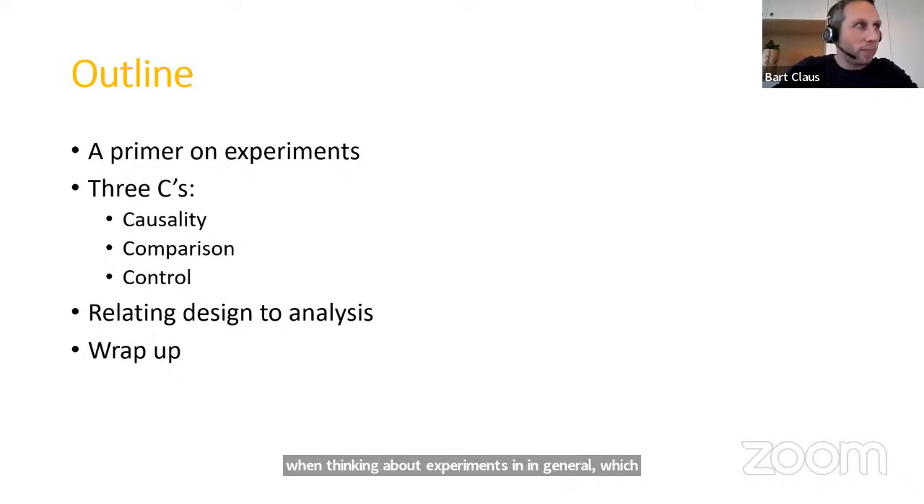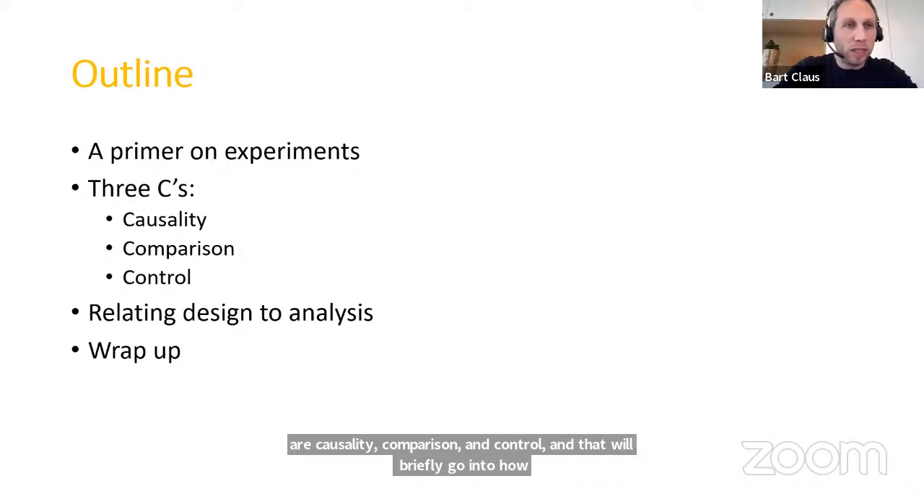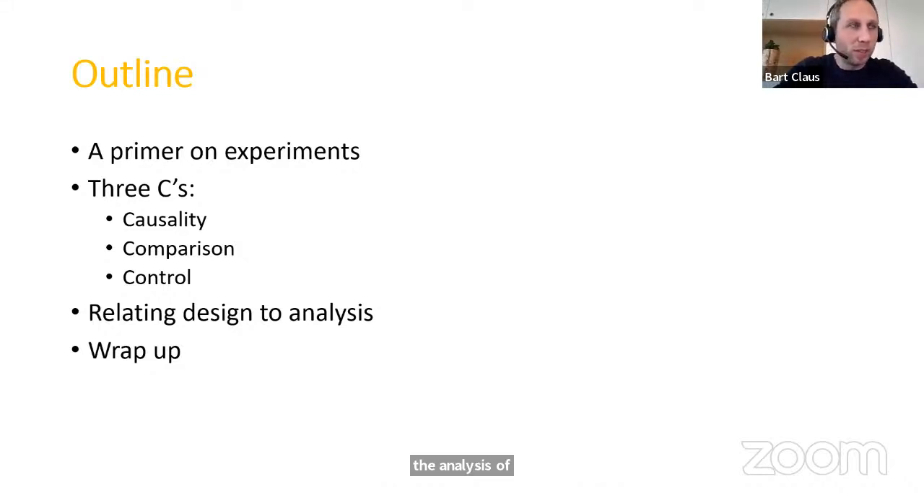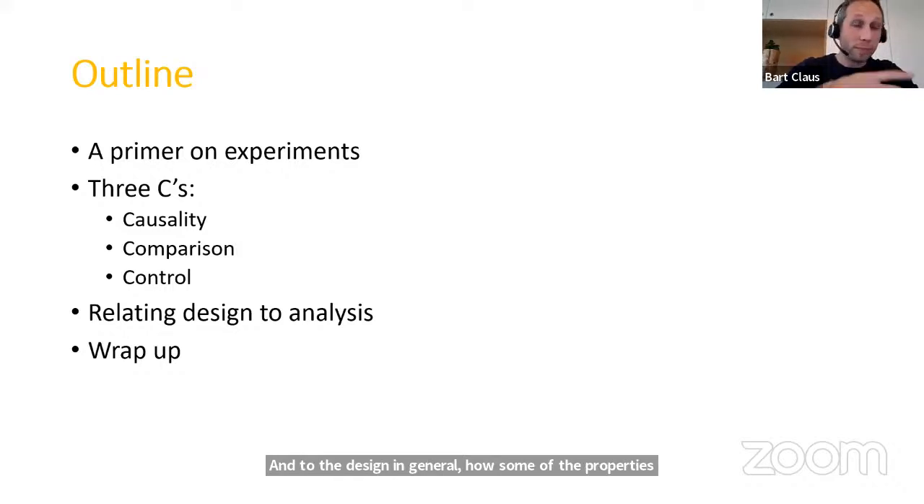control. And then we'll briefly go into how the analysis of experiments is related to those 3 C's and to the design in general, how some of the properties of statistical testing contribute to the need for a good experimental design, right? And then we'll wrap up.